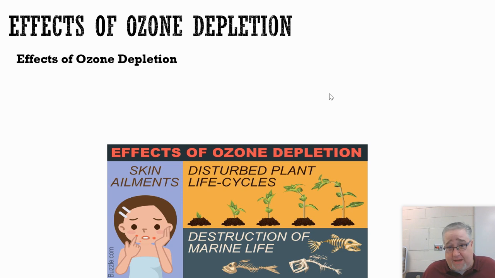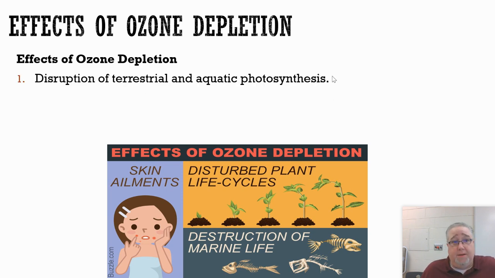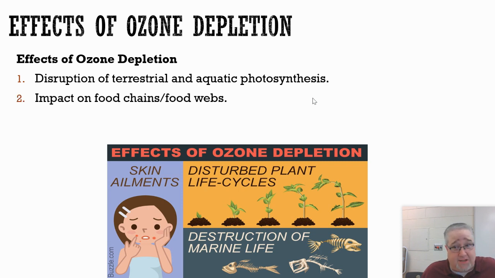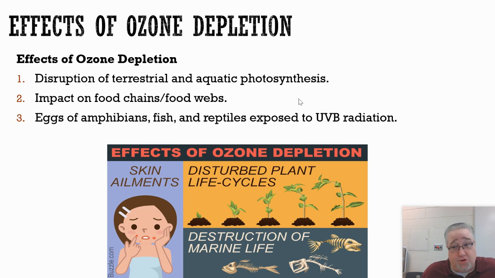Some of the issues that center around ozone depletion: if all this UVB radiation reaches the Earth, it's going to affect photosynthesis of plants. If too much UVB reaches the planet, plant photosynthesis gets disrupted heavily. If you've got plants that can't photosynthesize because of too much radiation, that's going to really have an impact on food webs and food chains, especially in the Antarctic. But that could eventually be a global problem.